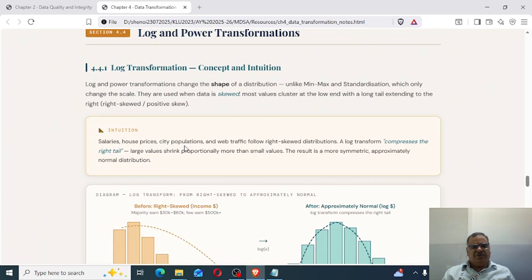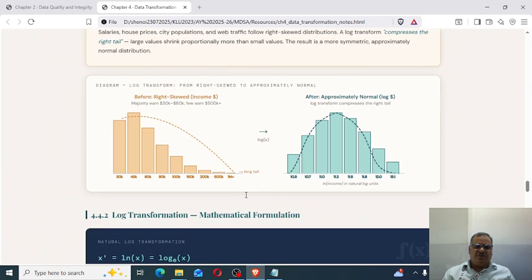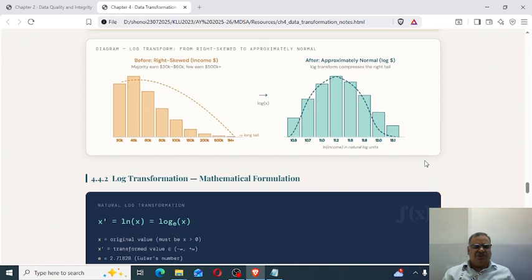Another is the log and power transformations. Basically the log and power transformations change the shape of the distribution of the data. Unlike min-max and z-score scaling, which only change the scale, the skewed values cannot be changed in the case of min-max or z-score. But the log transformation can change the skewed data into the normal form, as we can see in this diagram. The initial data is totally skewed on the left, but when we apply the log transformation, we can see the normality condition being restored.